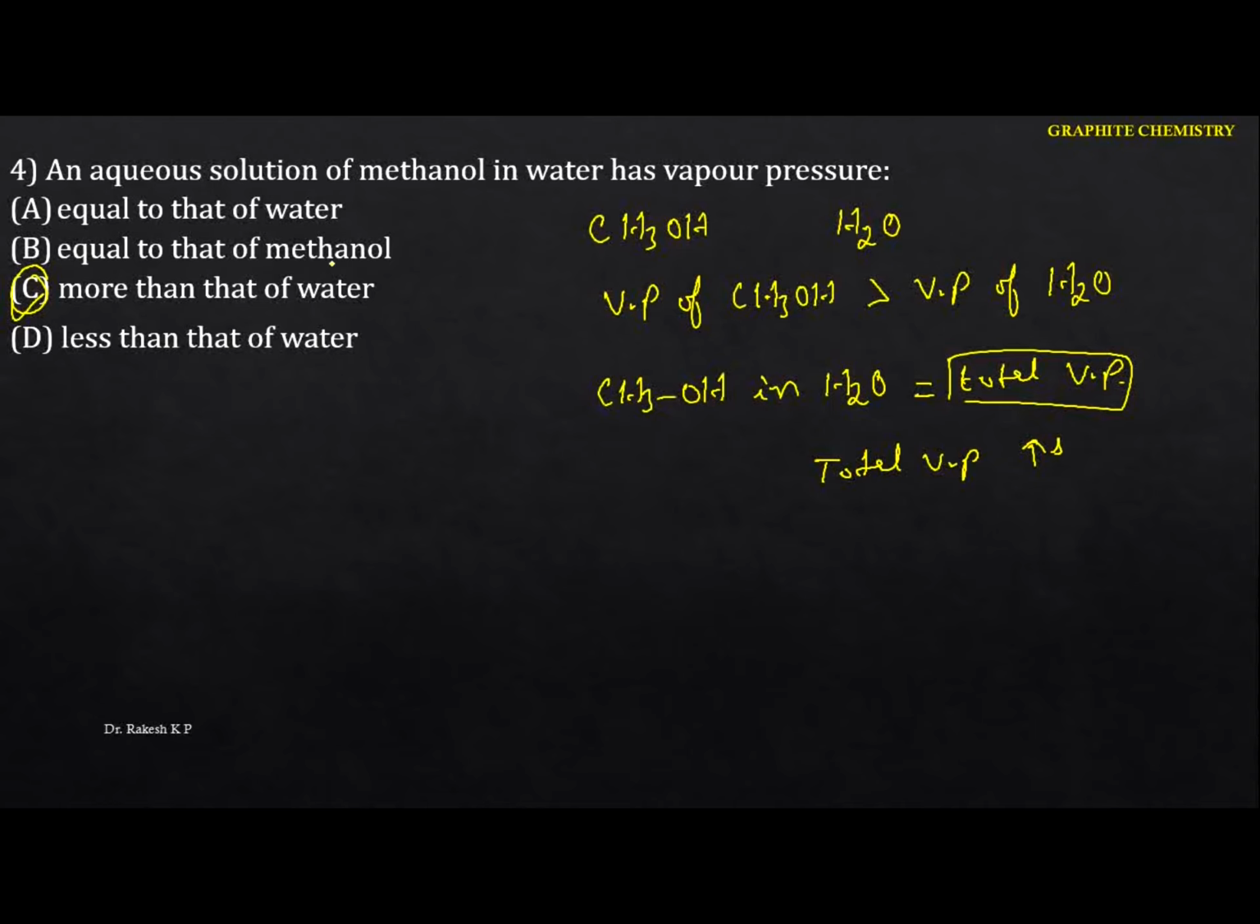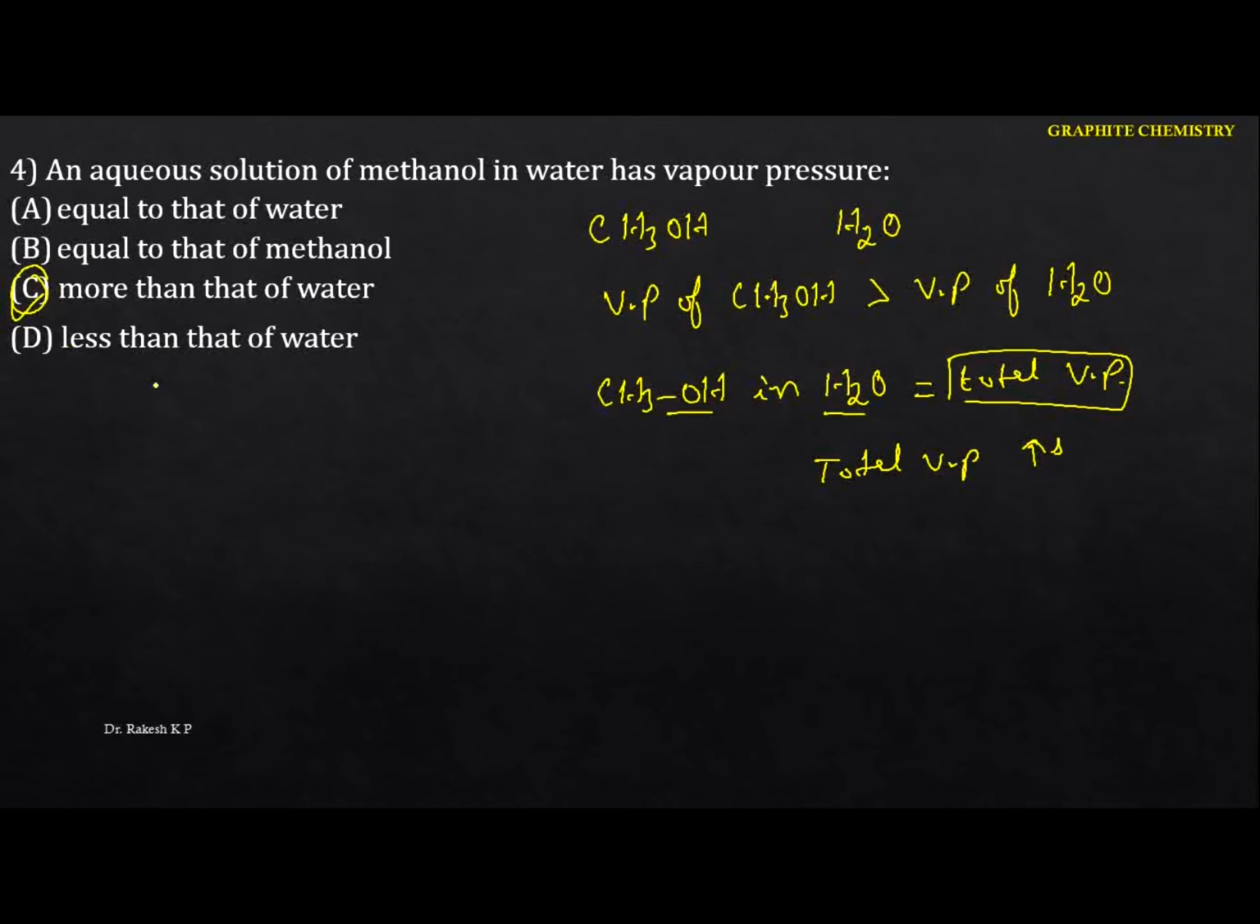It is not equal to the methanol either, because there is already methyl alcohol in the water. There is methyl alcohol in water, and that refers to the total vapor pressure. So it is more than that of water. Always you are going to get more than this one, but not less than this one. Hence in this case the option will be C.